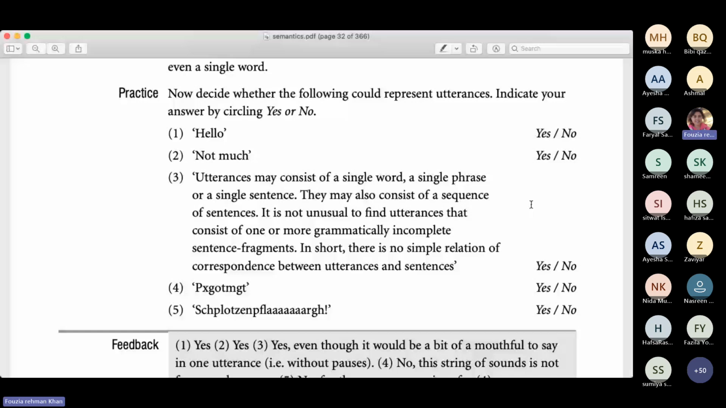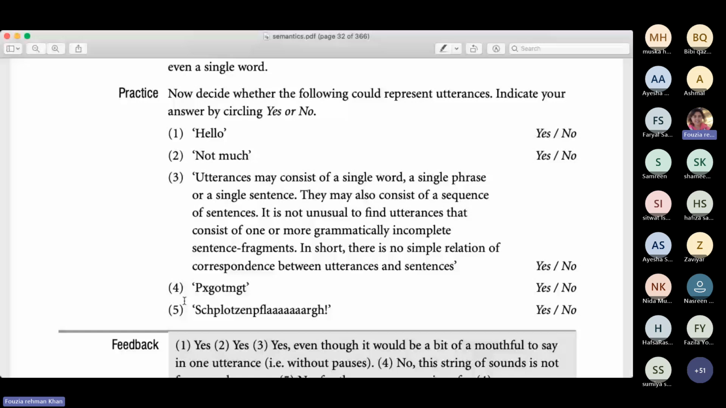So those are the instances where utterances can be fragmented, but sentences can never be fragmented. Sentences are always complete linguistic entities, because sentences are not actions, utterances are actions. So there is no simple corresponding relation between utterance and sentence, right? Which happens to be true. Okay, now look at this one.